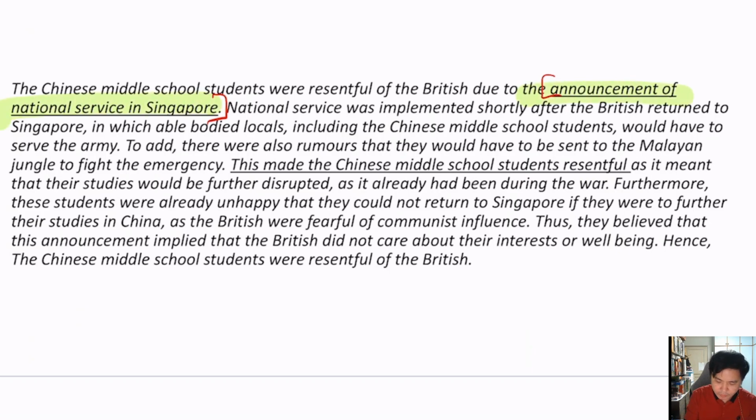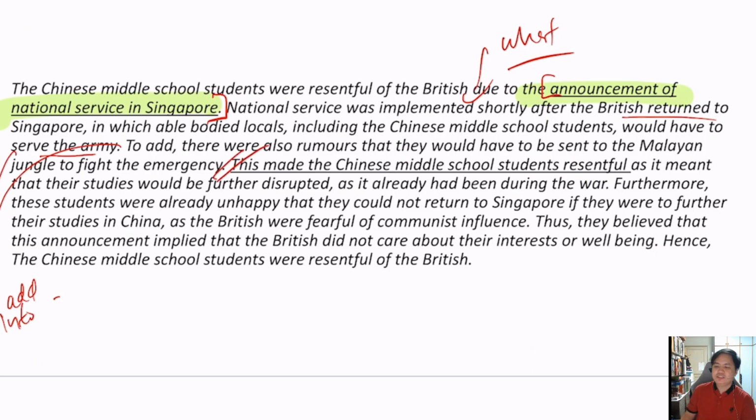Then I write here, what is national service? Implemented shortly after the British return. Able-bodied Chinese middle school students who serve the army. Then here's my additional information to add. There are also rumors that they would be sent to Malaya to fight in the emergency. Now this should be enough for my evidence, and now I'm moving on to my explanation, where I'm trying to explain the outcome that I have picked out, which is resentment.